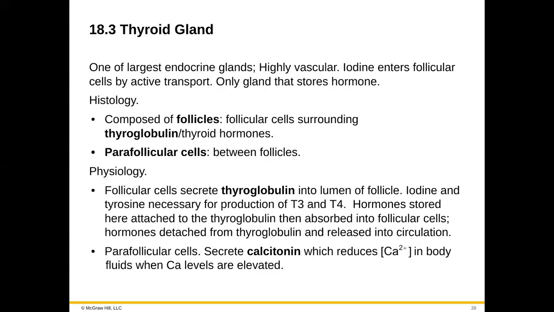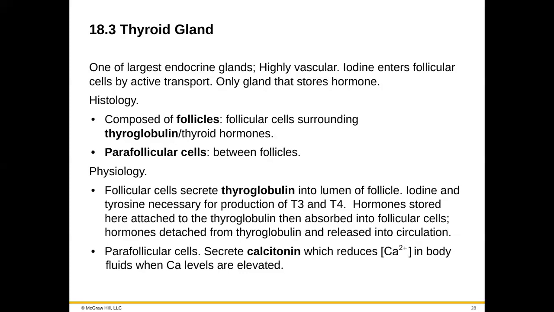So when we look at it histologically, or underneath the microscope, it's composed of many different follicles. And these follicular cells surround thyroglobulin and thyroid hormones. We also have parafollicular cells, which you'll see between follicles. And I'm going to show an image on the next slide that will probably better visually represent that.